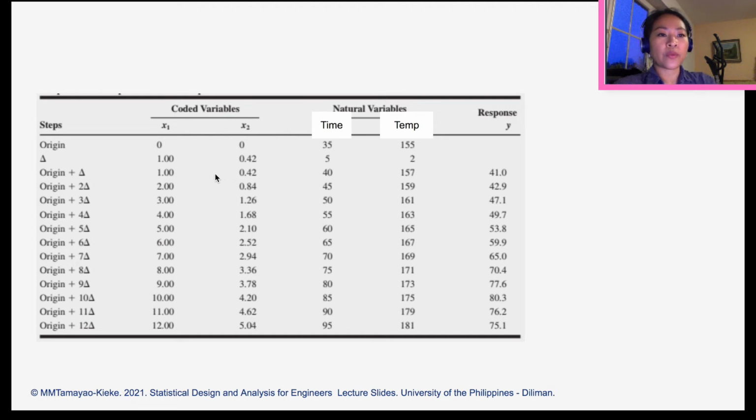Now, of course, when we conduct the experiment, we have to transform the coded variable in terms of the natural variables. So these are the corresponding values of the natural variables, and suppose that these are the observed responses given these steps through the path of steepest ascent. As you can observe, from this point onwards, the response is increasing. However, at a certain point, at this point here, the response starts to decrease.